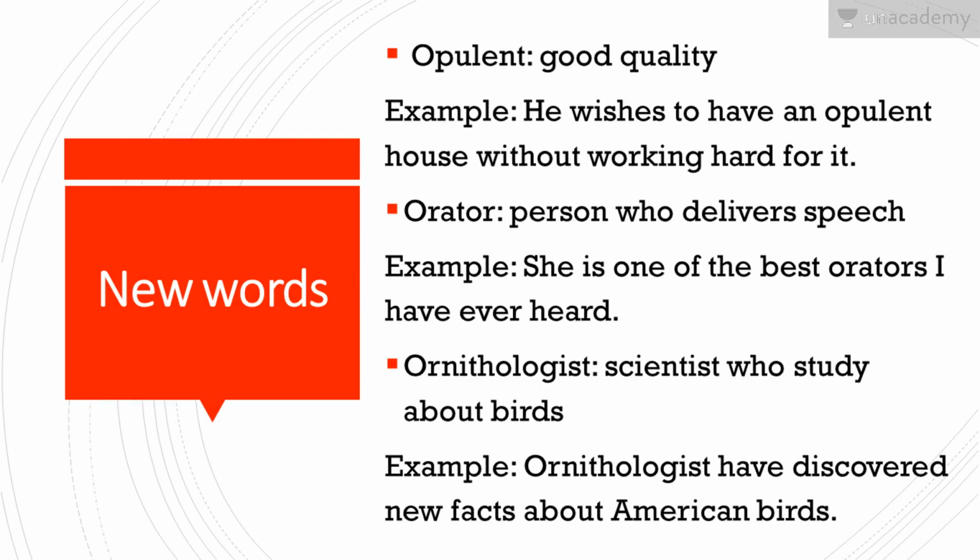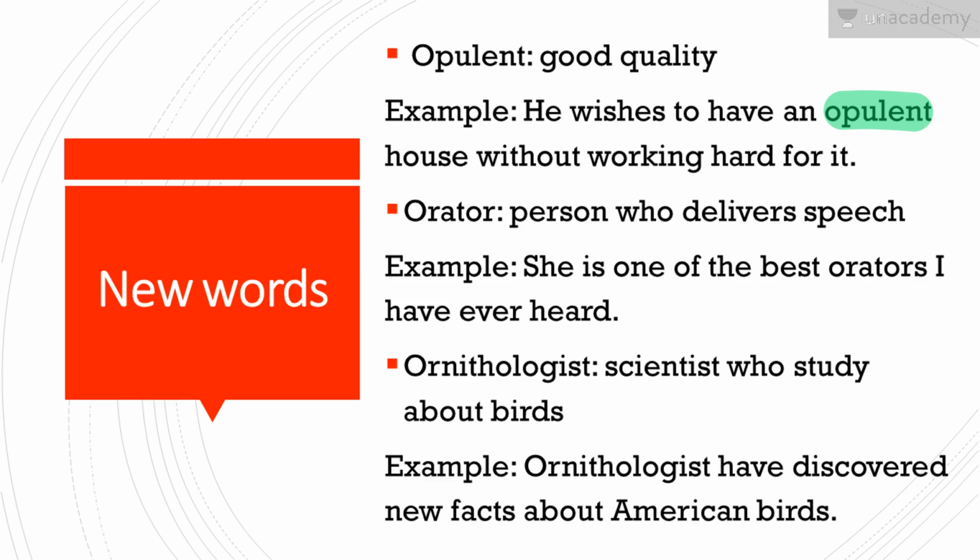Next is opulent, which means good quality. Example, he wishes to have an opulent house without working hard for it. So, it means he wishes to have a house of good quality or a wonderful house without working hard for it.